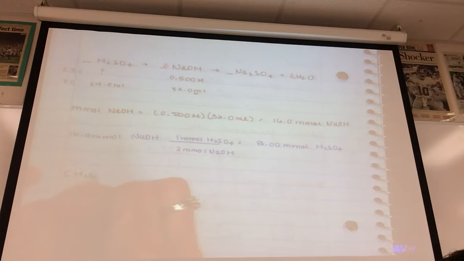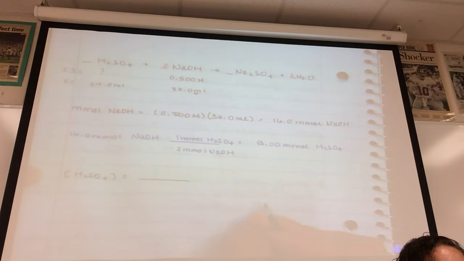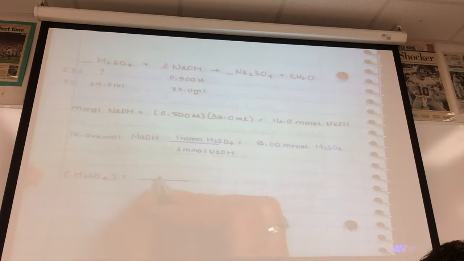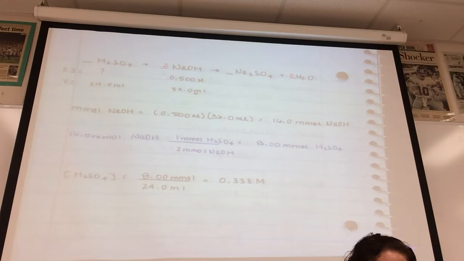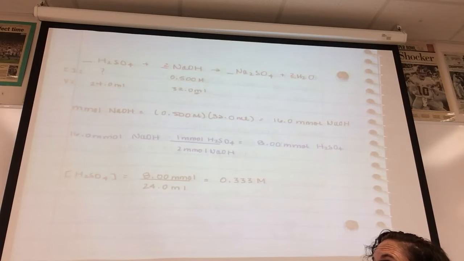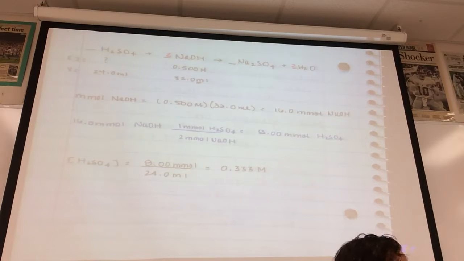How are we going to get the concentration of sulfuric acid? You're going to divide by the volume. So you have 8 millimoles, and you're going to divide by the volume of the acid, and without a calculator, 8 over 24 is a third, so you have 0.333 molar sulfuric acid. And there's nothing different there than what you would have learned in honors. Very straightforward. I had learned this in honors.